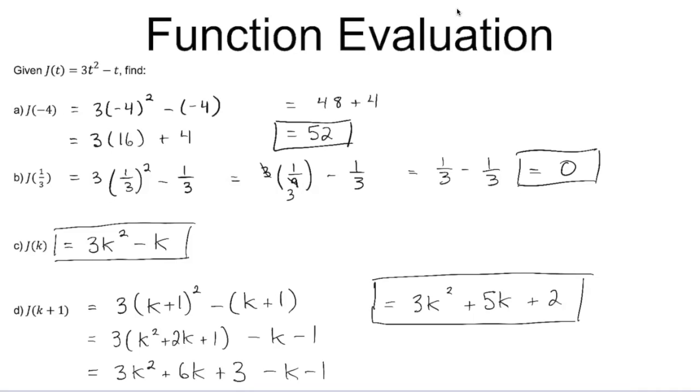Once I have all parentheses gone and all exponents gone, now I can simplify it. The 3k squared stands alone. It cannot be eliminated. There's no other k squared. But I have 6k minus k, which leaves me with +5k. And I have 3 minus 1, which leaves me with 2.